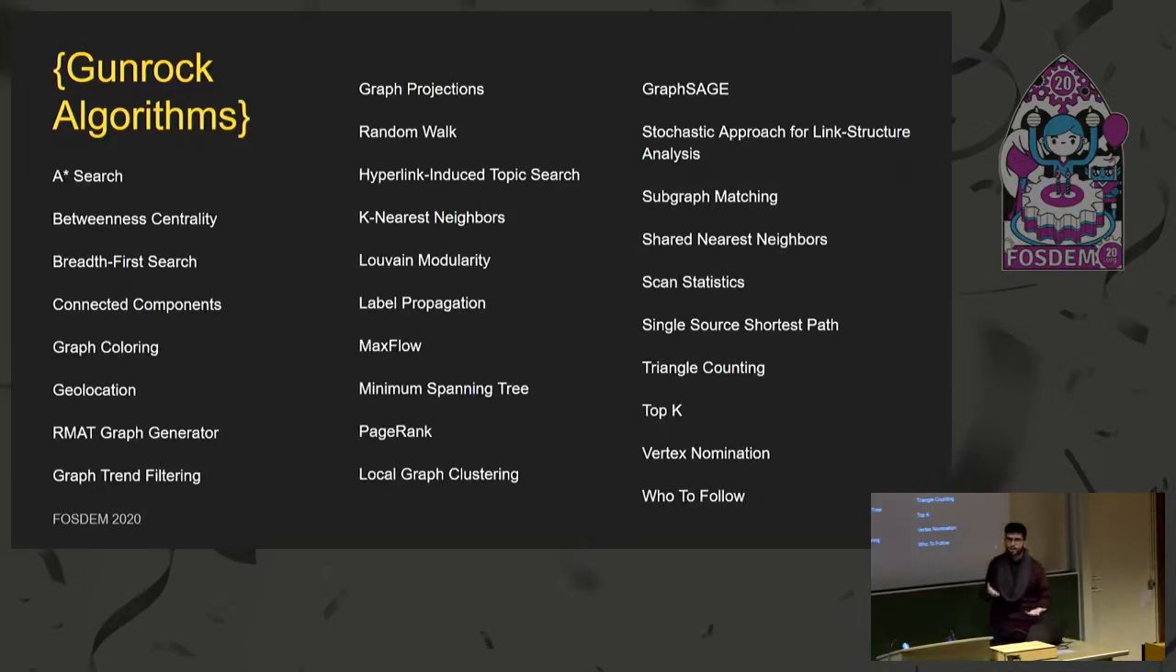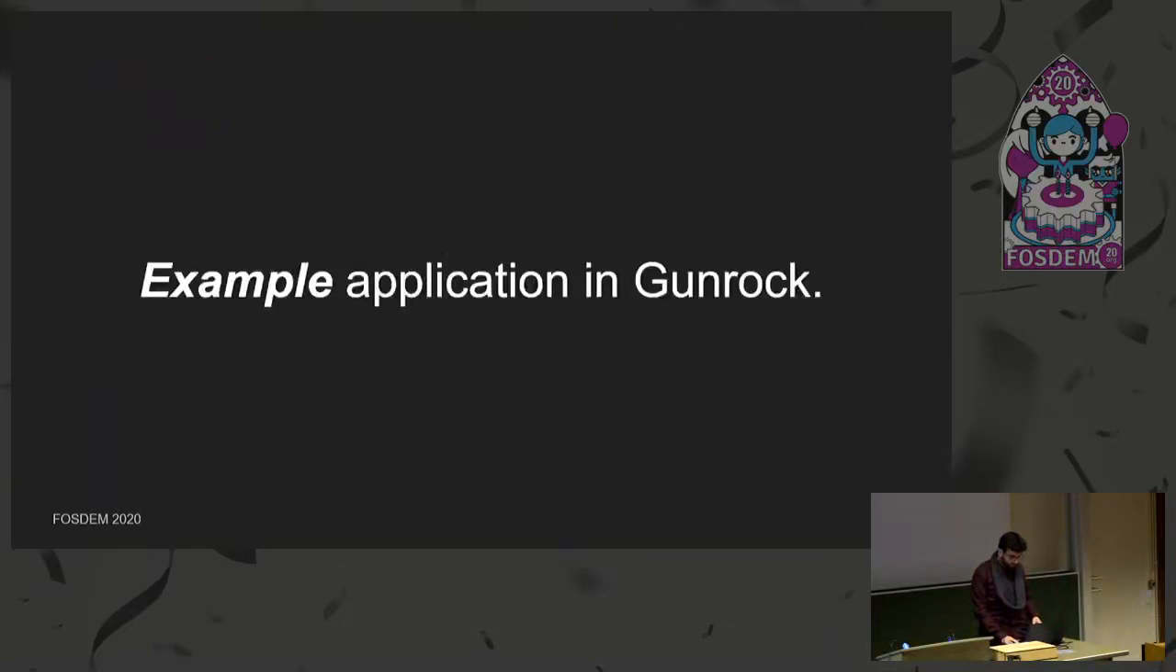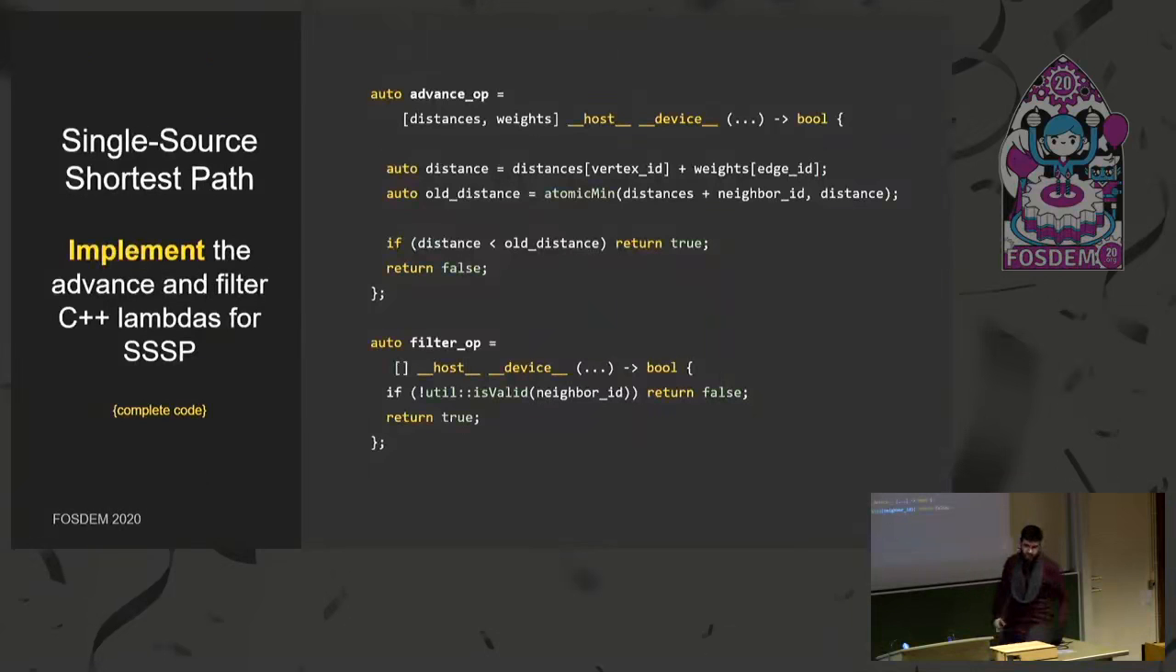So there are some really concrete real-world examples and some textbook algorithms that you can use, or you can couple different operators together to write your own graph algorithm, all working in parallel on the GPU. I also have an example application.